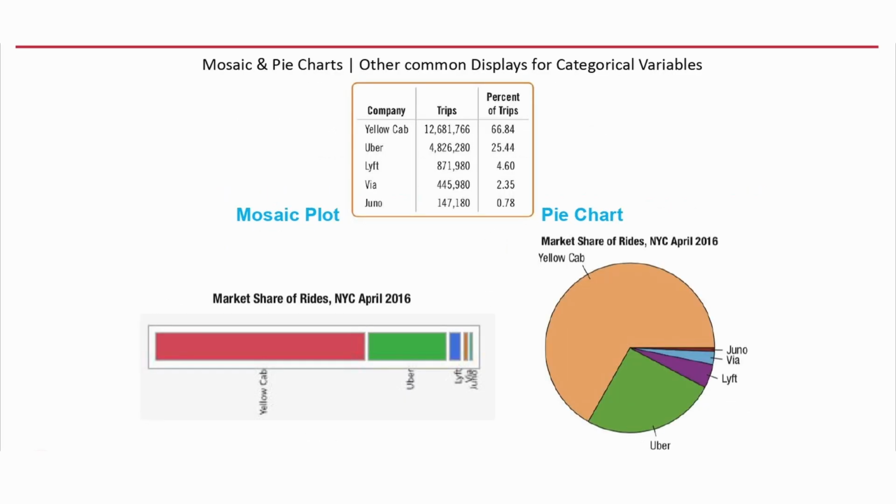Two more graphs that we won't work with too much directly, but do show up quite often, are the mosaic plot and the pie chart. Both of these graphs accomplish the same goal. They use a shape cut up into pieces to display the size of the categories. The only difference is the pie chart uses a circle where the slices are the categories. So bigger slice means bigger group, smaller slice means smaller group. The mosaic plot uses a rectangle where the biggest rectangle is the biggest group and the smallest rectangle is the smallest group.